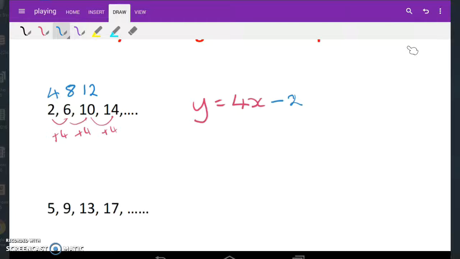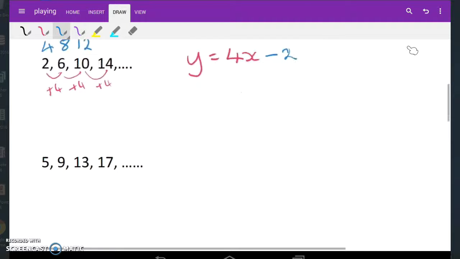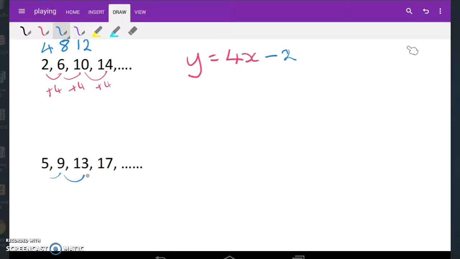Now we look at the second example. We're plus 4 again. The constant difference is plus 4. So once again, our multiplier is 4x. But as above, if it was just the 4x, it would be the 4 times tables. And we can see our actual pattern is 1 more, 1 more, 1 more. So we need to add 1 on.